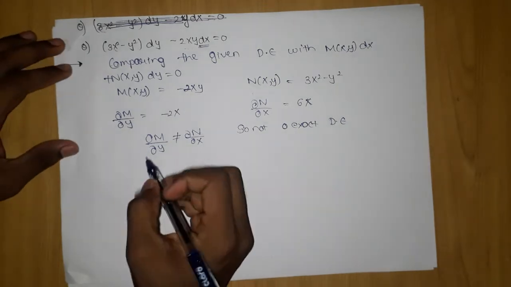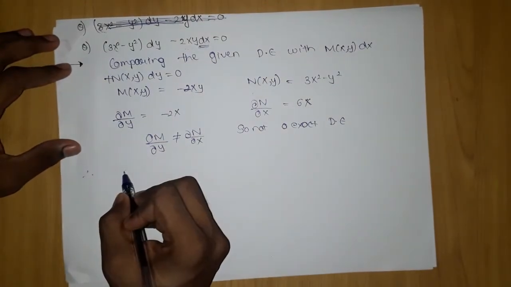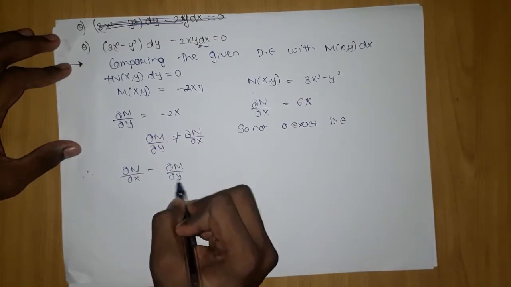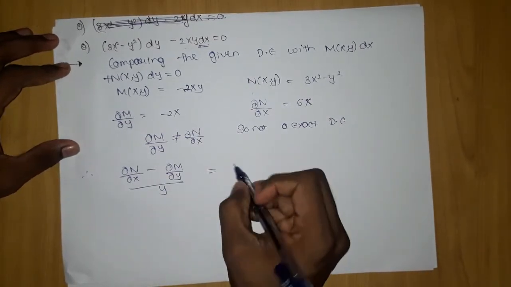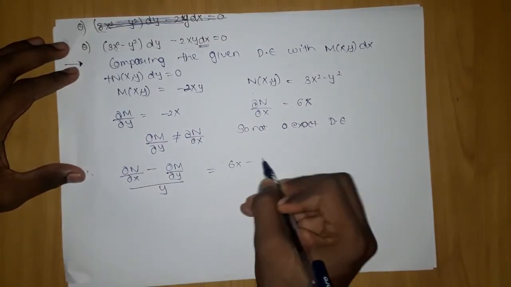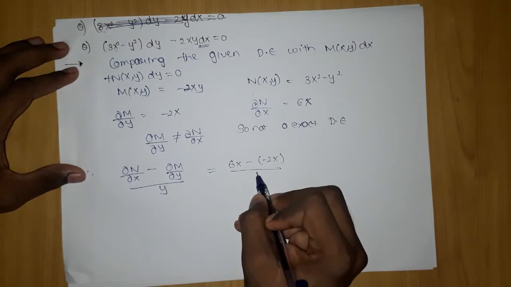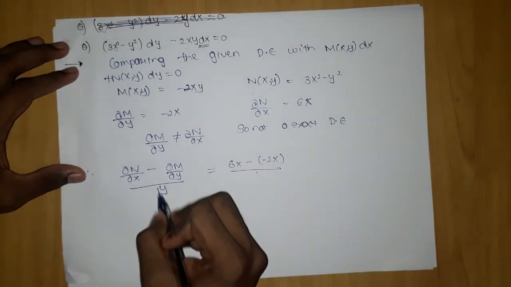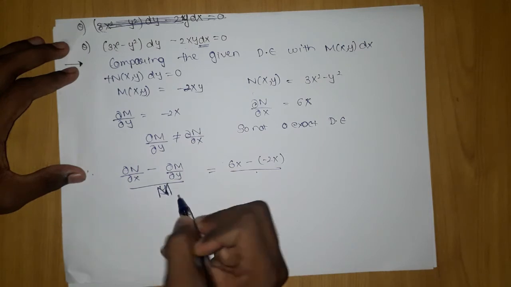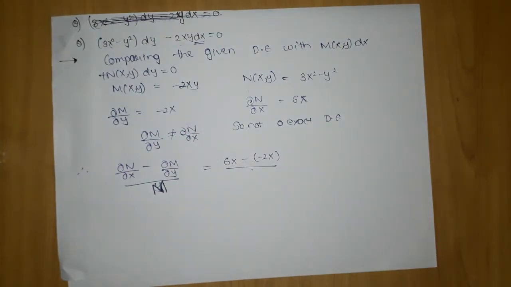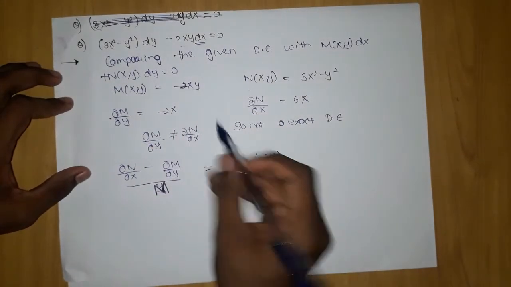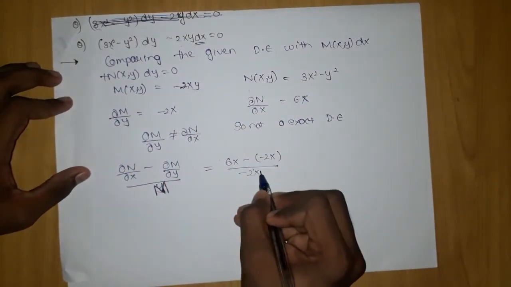So after this identifying, you will do what? Therefore (∂N/∂x − ∂M/∂y) upon M is nothing but what? You can see, ∂N/∂x is 6x minus minus 2x, the whole upon, sorry, M. What is M? The thing which is M here is this, so you will substitute here minus 2xy.